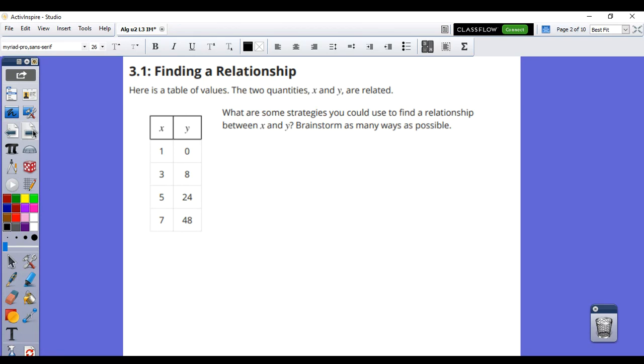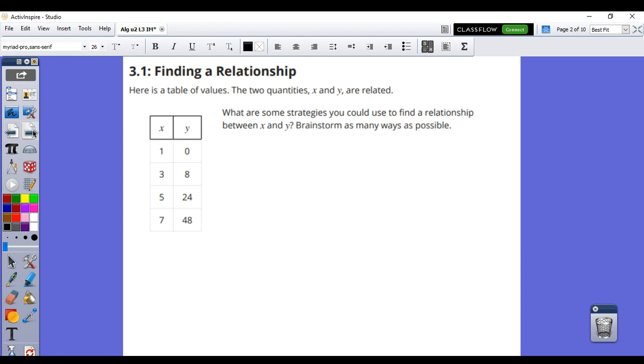So here's a table of values, an X and a Y relationship. Your job right now is to think of some strategies that you can use to find how they're related, and then also figure out what equation would match this. So pause your video, think about that for a moment. Okay, hopefully you paused it and thought about it.